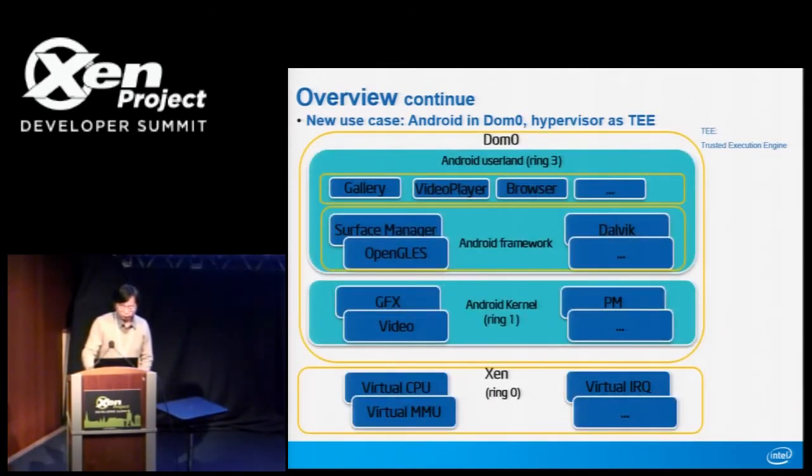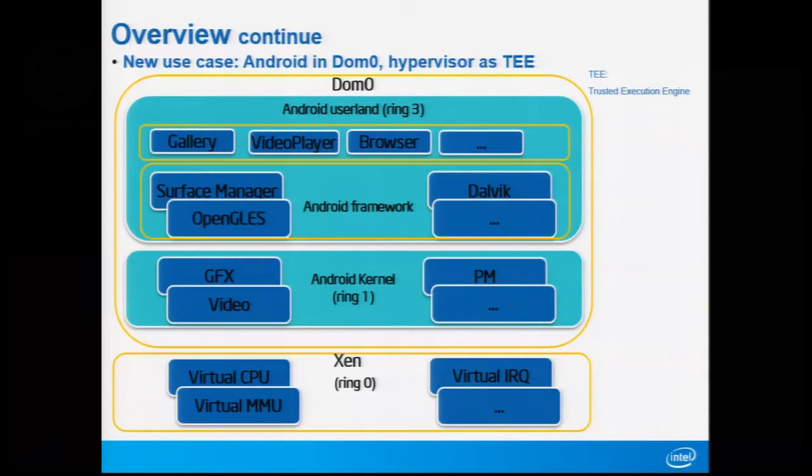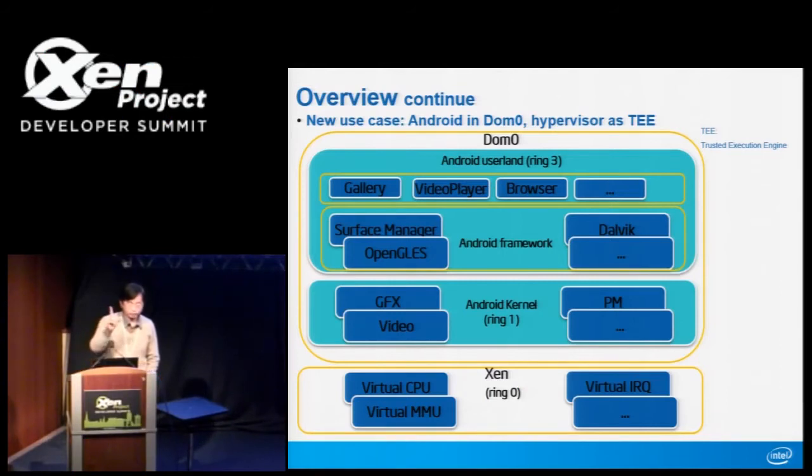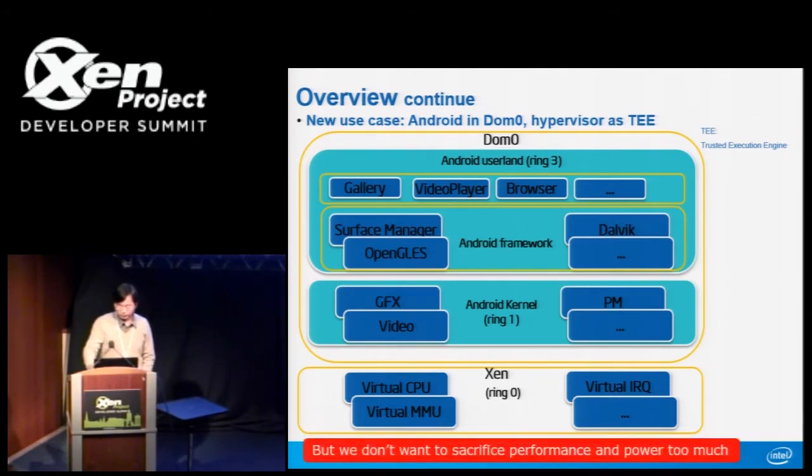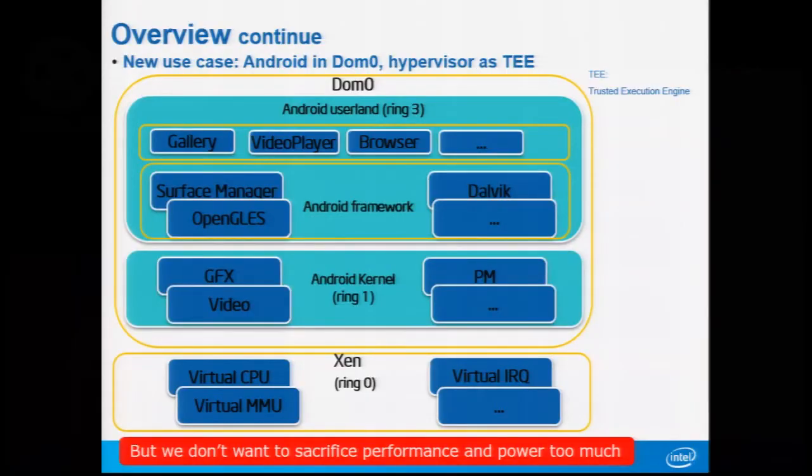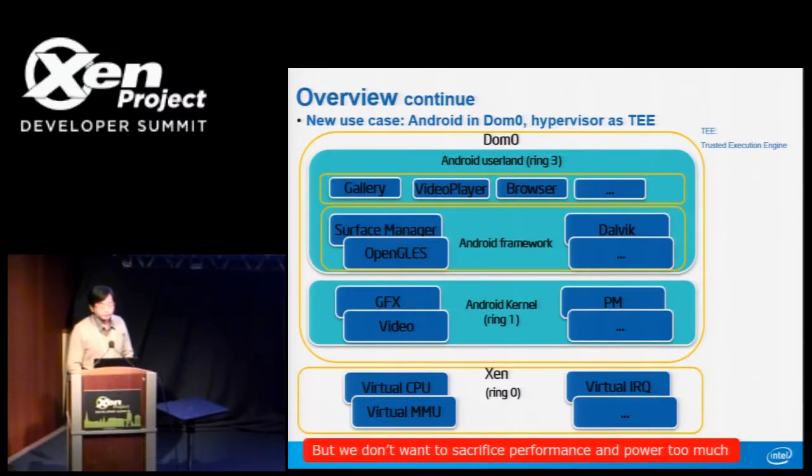Today, we promoted another usage case: just run Android in domain zero, just run the guest, and the hypervisor will be used as a TEE. TEE means trusted execution engine. That means we could do something secure in the hypervisor. But we don't want to sacrifice performance and power too much, because both of them are keys to mobile devices.